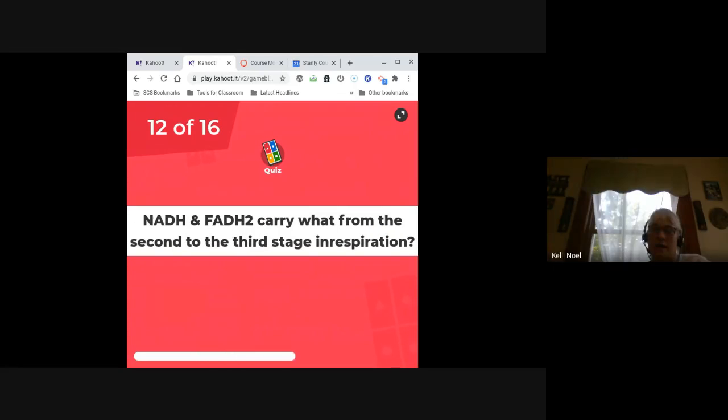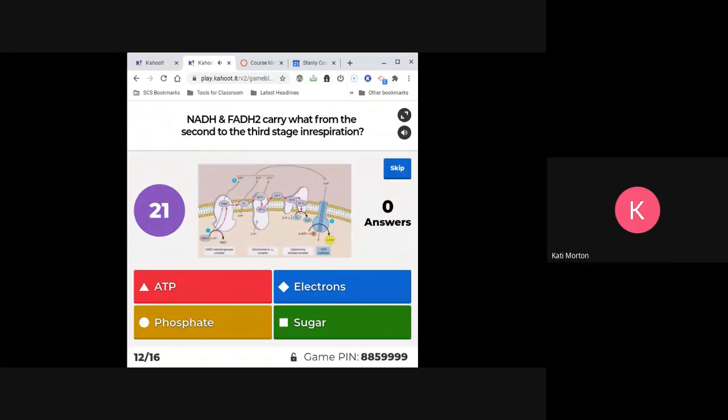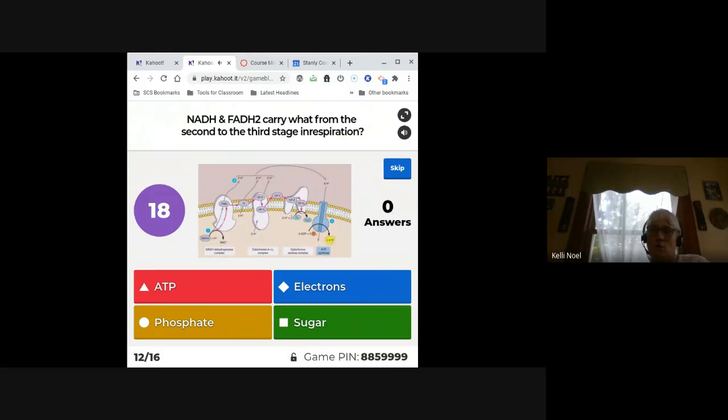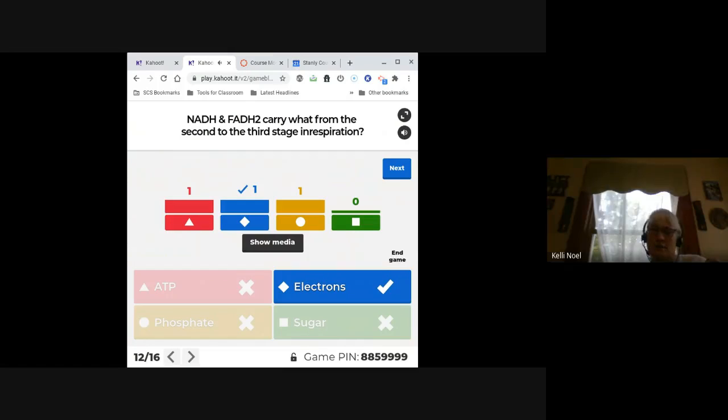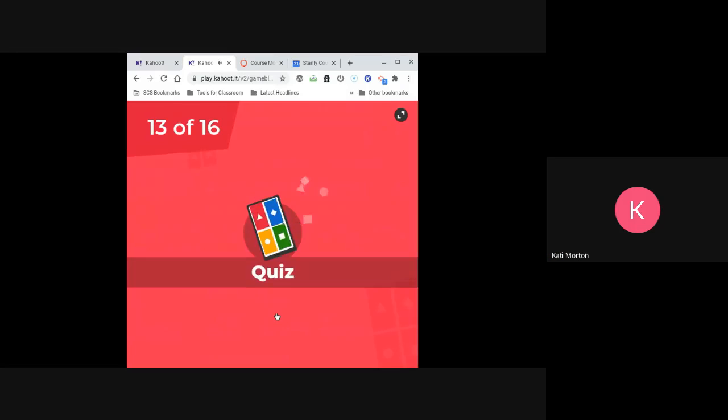All right, NADH and FADH2, these are energy carrying molecules. What are they carrying? Well, what is going to have a lot of energy? Electrons. Nobody picked sugar, so that's good. They're actually carrying electrons, and the electrons are going to be used to make lots of ATP energy. ATP was kind of a good guess too, but not quite there yet.